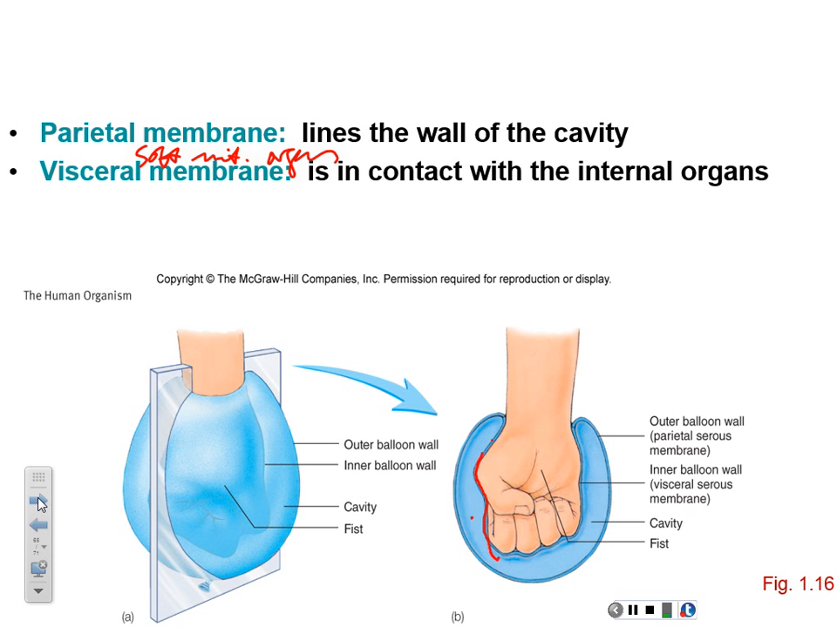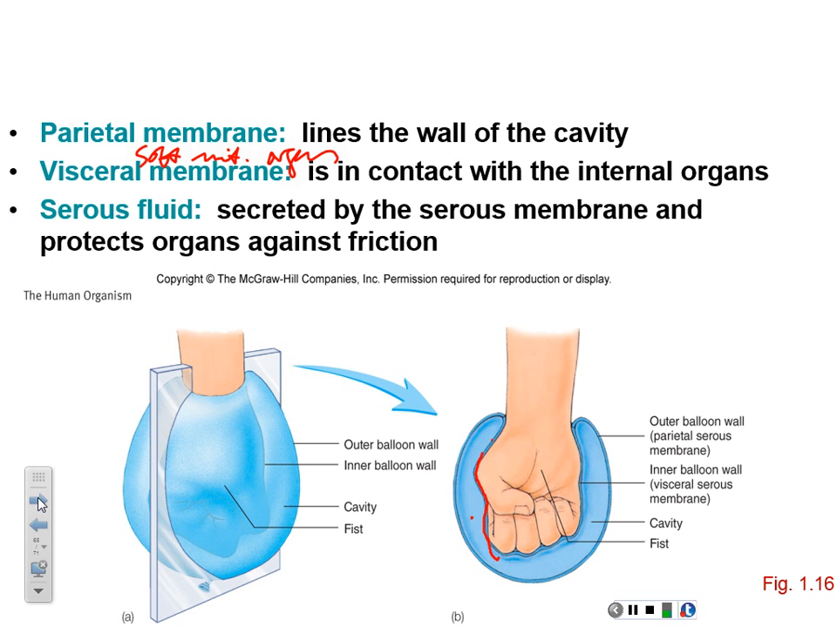If it's the heart, there is the cardiac visceral membrane, and also the parietal membrane on the outside. All right? And then between them, fluid that will lubricate. So serous fluid is secreted by these serous membranes to do the lubrication. All right?